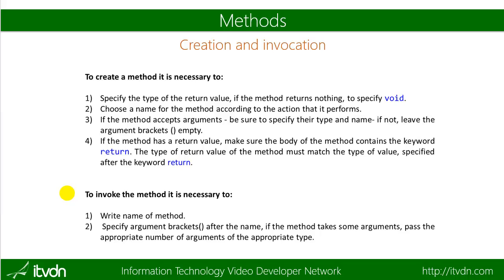To invoke or call a method, what you do is you write the name of the method somewhere in your code where you want it to be invoked or called, then specify argument brackets after the name. For example, there we had my method, so you write my method and you put this parenthesis there. If the method takes some arguments, pass the appropriate number of arguments of the appropriate type.